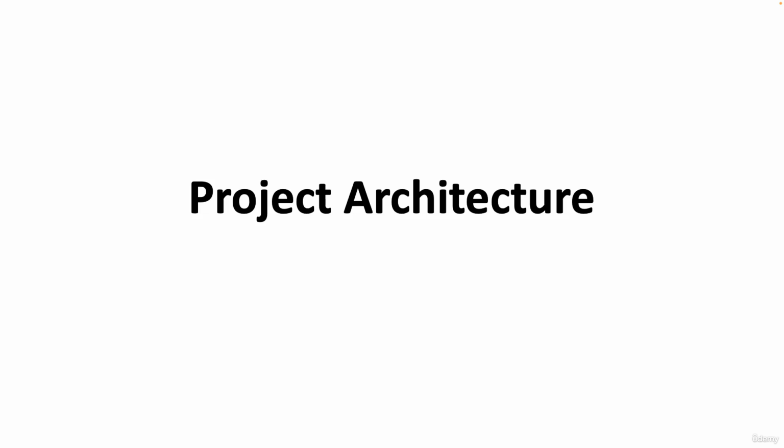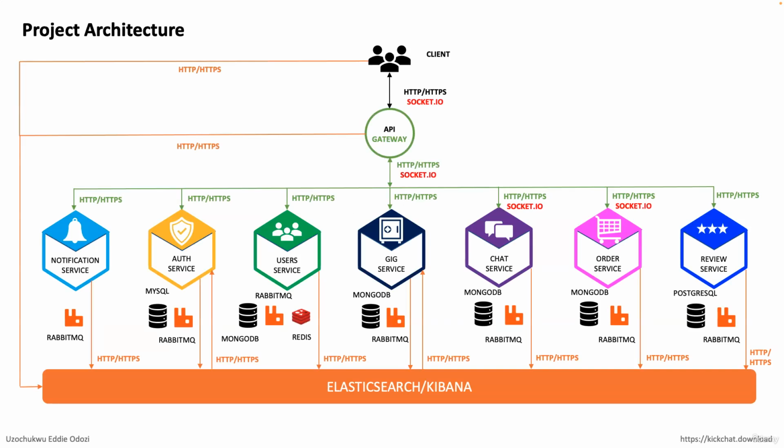How the project architecture will look. Now the next slide I'm going to show you is going to show you some diagrams. Now it might look a little bit confusing, but I'll try my best possible to explain. So the project architecture, we already know the services that we're going to build: the API gateway, the notification service, the auth service, the user service, the chat service, the order service, the review service, the gig service. Okay, so now let's see how the structure will look. Now this is how the project architecture looks.